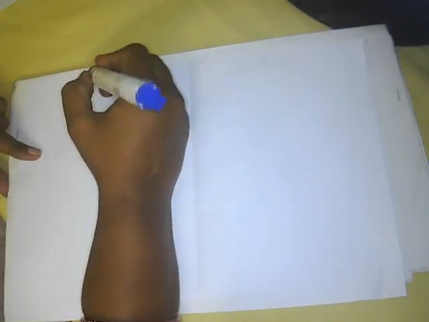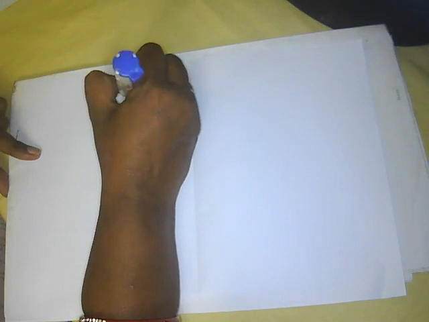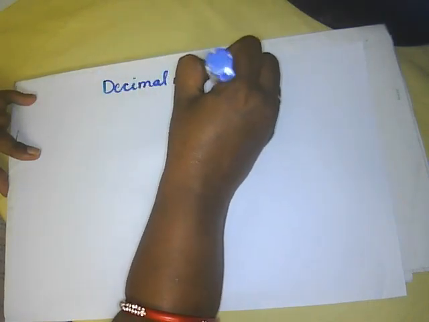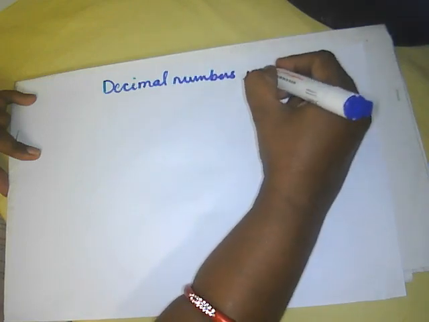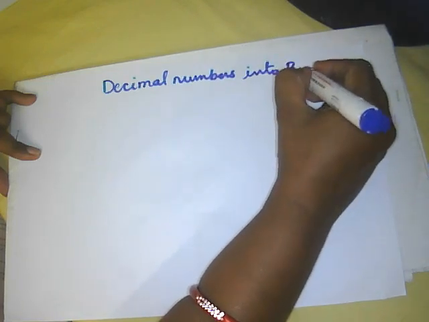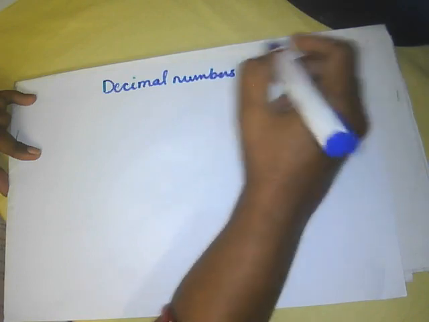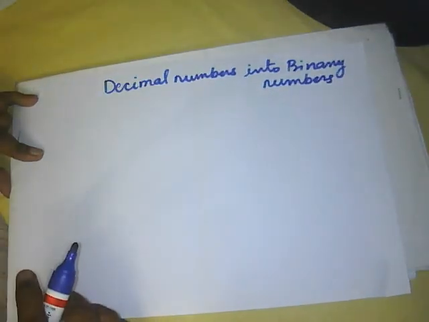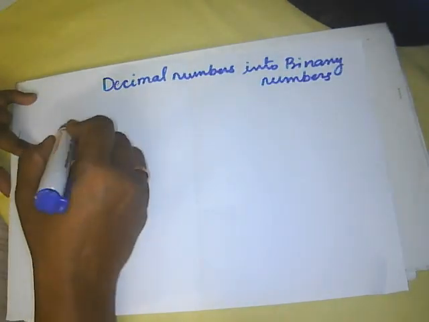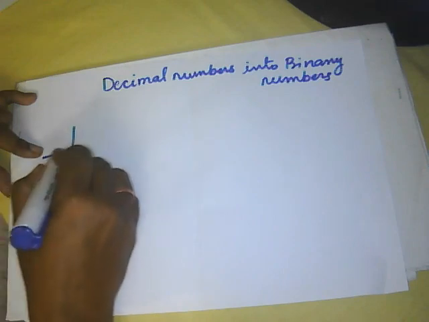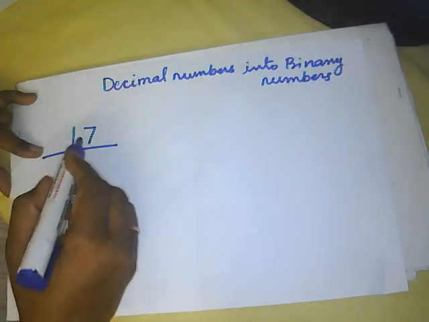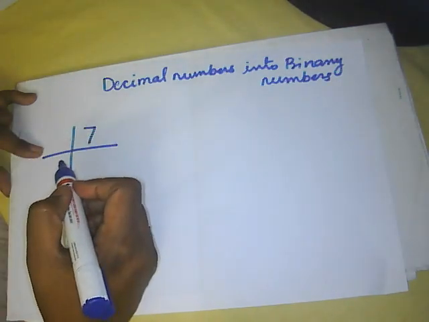Now we will do this on paper and try to understand how we will convert decimal numbers into binary numbers. Let us take one example. You draw this line. Now I am taking a decimal number 7. So 7 is our decimal number. We want to convert it into a binary number.